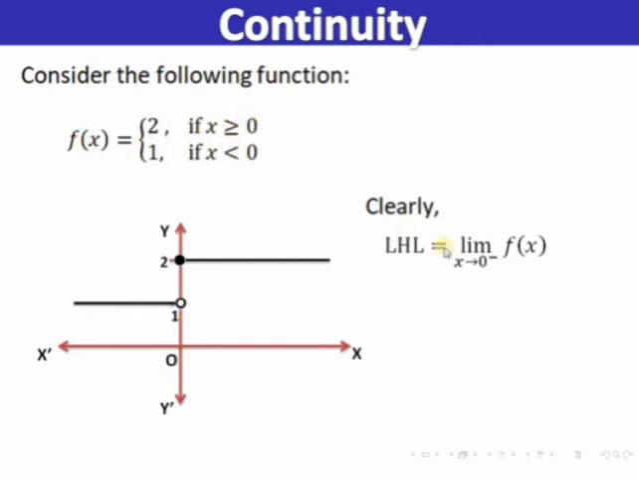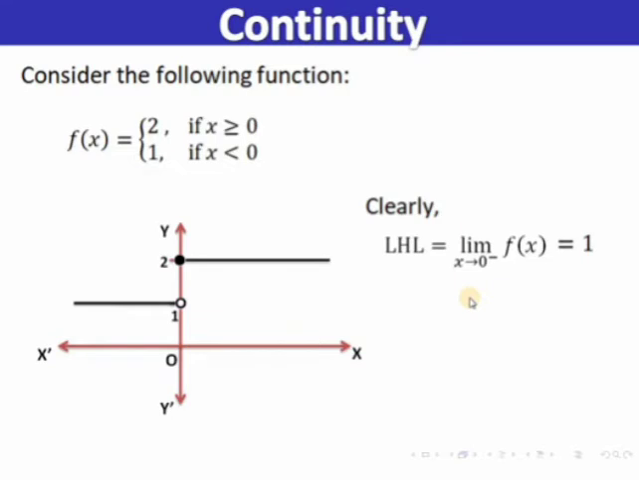So whenever x goes to 0 from the left, that particular x is less than 0. So the value of the function, if x is going to 0 from the left, will be equal to how much? 1. If x is going to 0 from the left, x is less than 0, then the value of the function is 1. So that's why your left hand limit will be equal to 1.